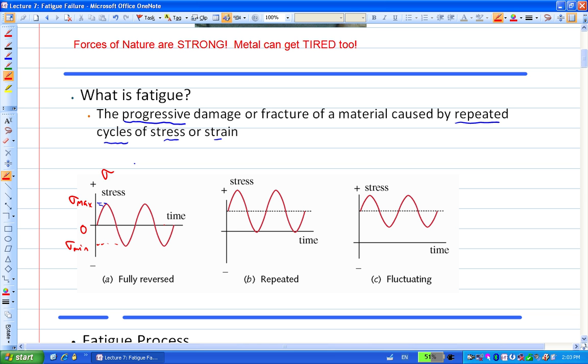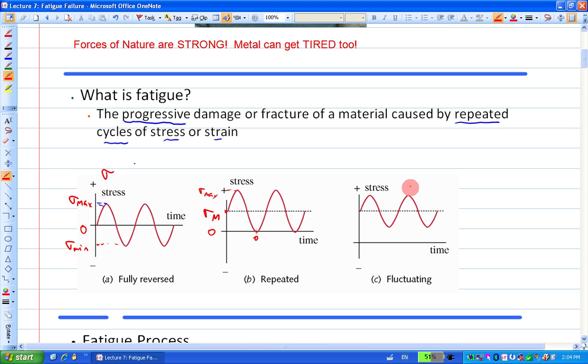The other type is the so-called repeated stress, which is a special case. Basically, it goes up and comes back to exactly 0. This is 0 here, and this is sigma max. So you have a sigma mean here, so there's a mean value in this kind of case.